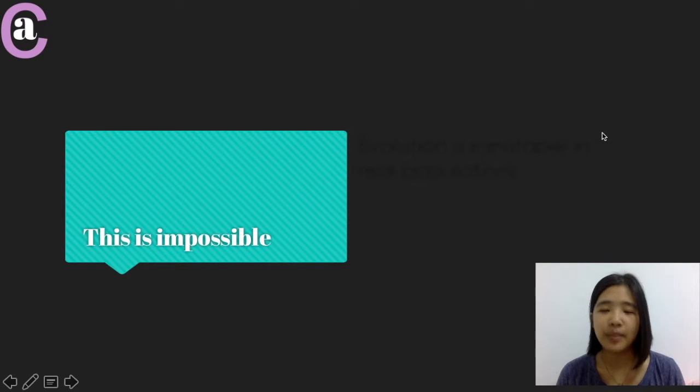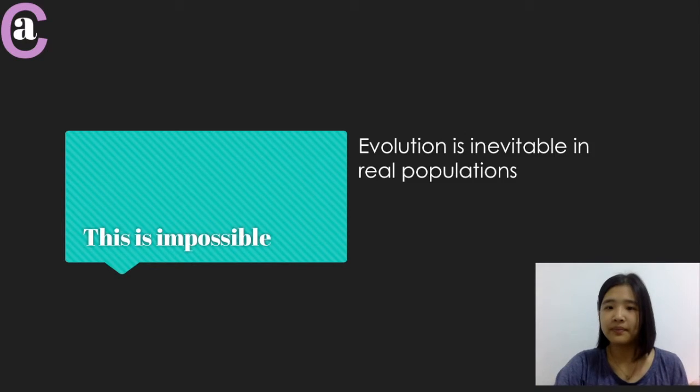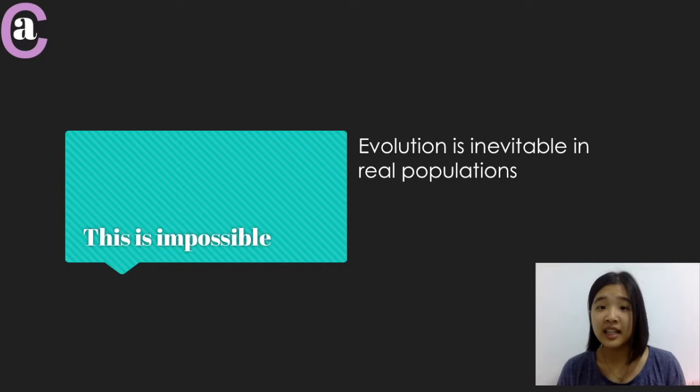So this is obviously impossible, okay? In real world scenarios, we don't have infinitely large populations. People move from one place to another all the time. Animals do the same. Plants have winds that carry their seeds, or animals that carry their seeds, things like that. Mutations occur all the time randomly. So that means that evolution, or a change in the alleles of the population, is inevitable in real populations.